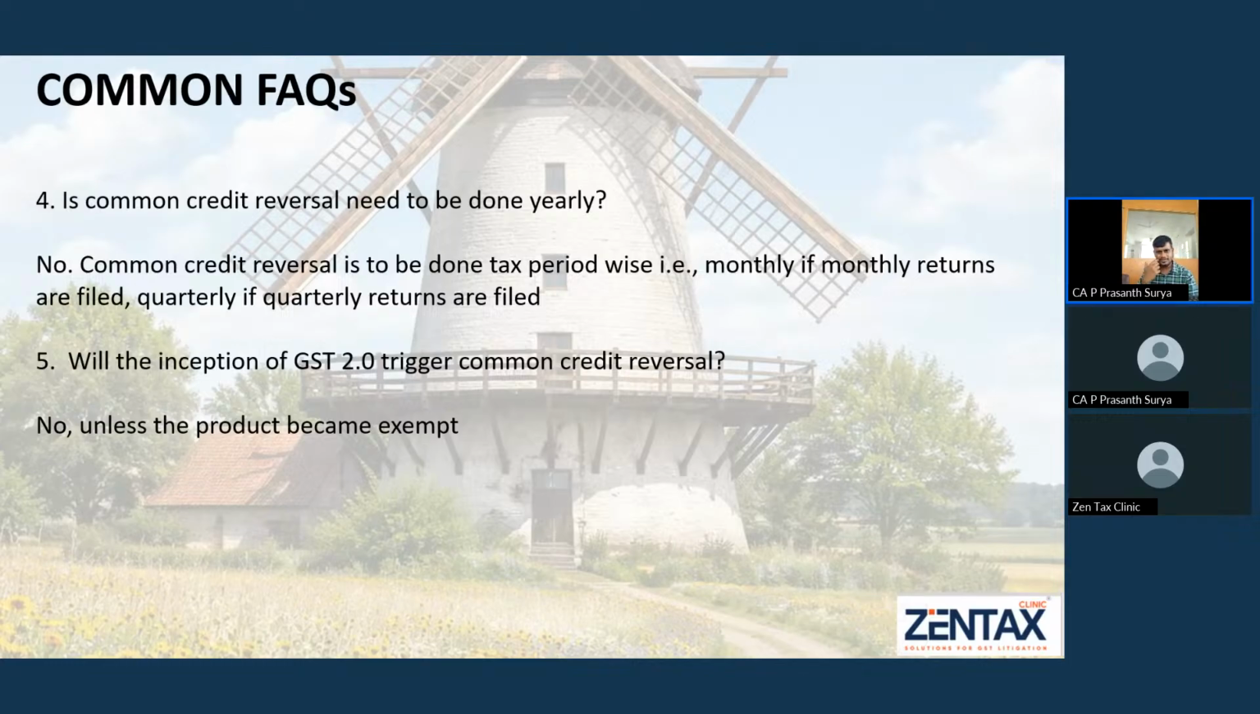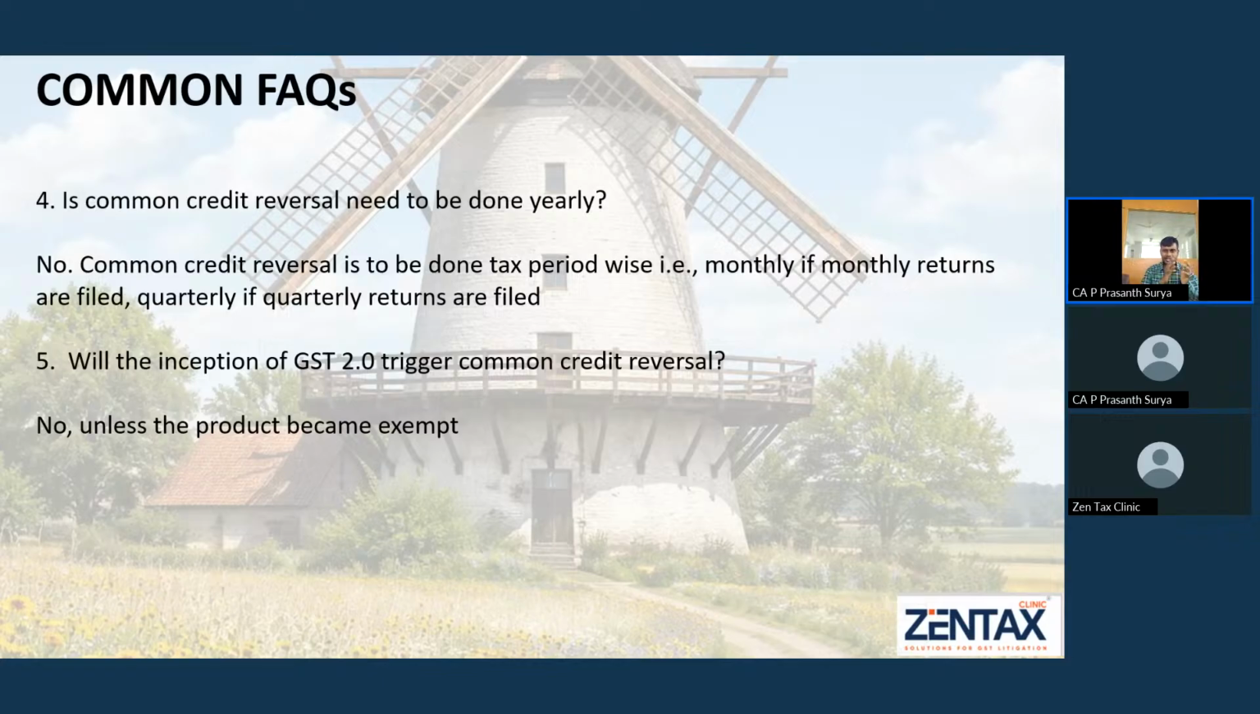The last thing is, will the inception of GST 2.0 trigger common credit reversal? Because on September 22, 2025, GST 2.0 has been introduced. Drastically, many GST rates have been reduced from 12% to 5%. Some goods have been made exempt, from taxable to exempt. If you purchased it as a taxable good and you are selling it as an exempted good, of course, common credit reversal will attract.